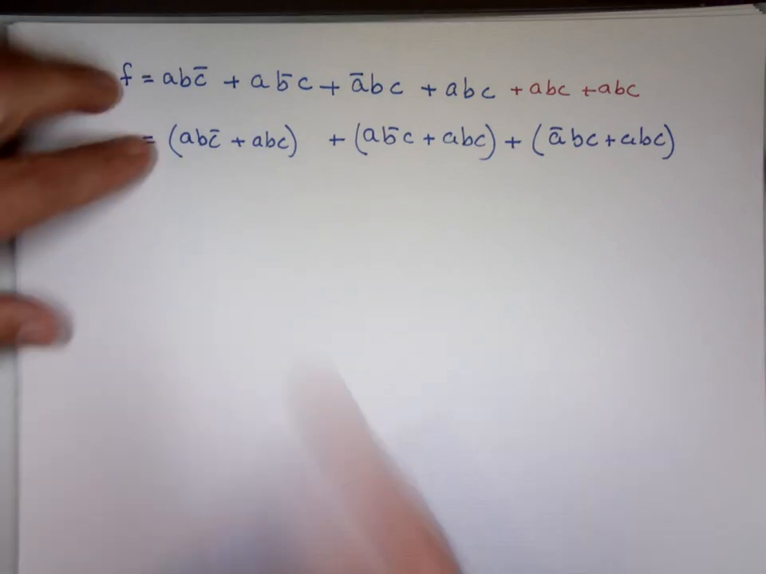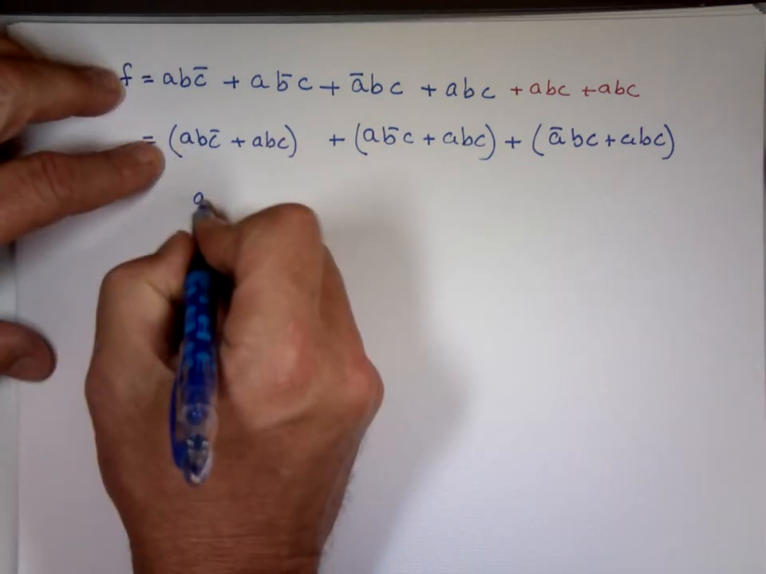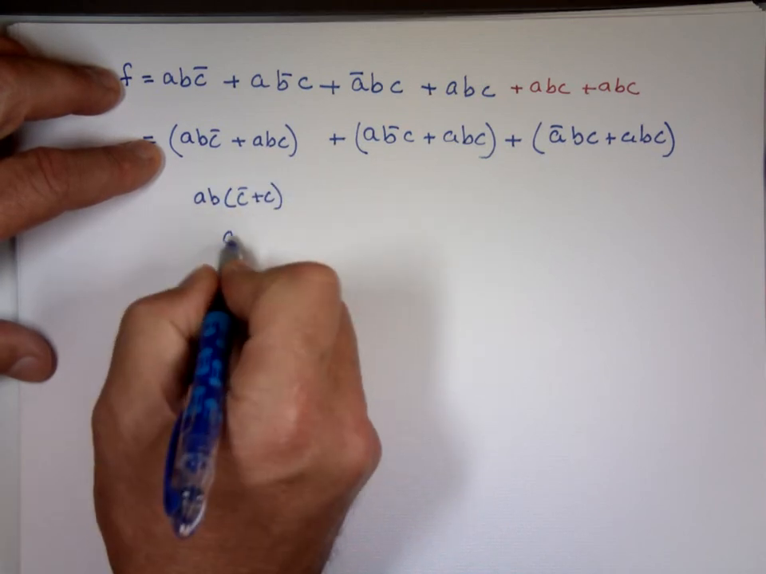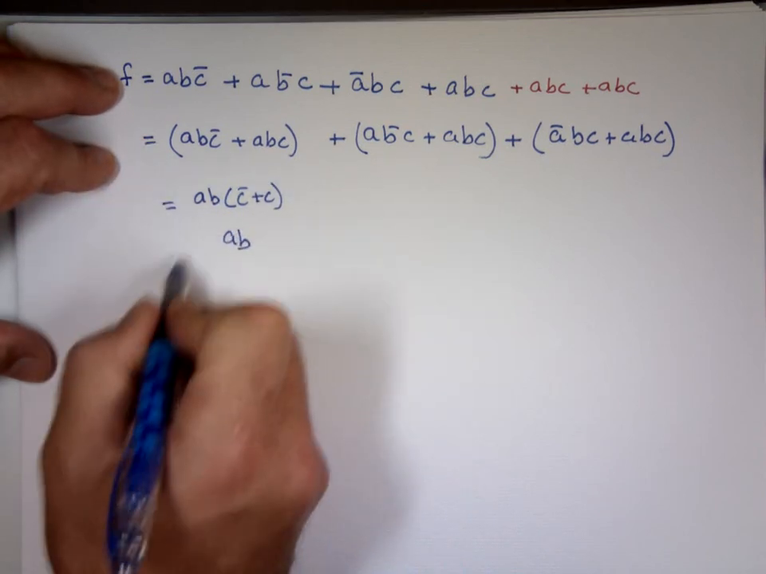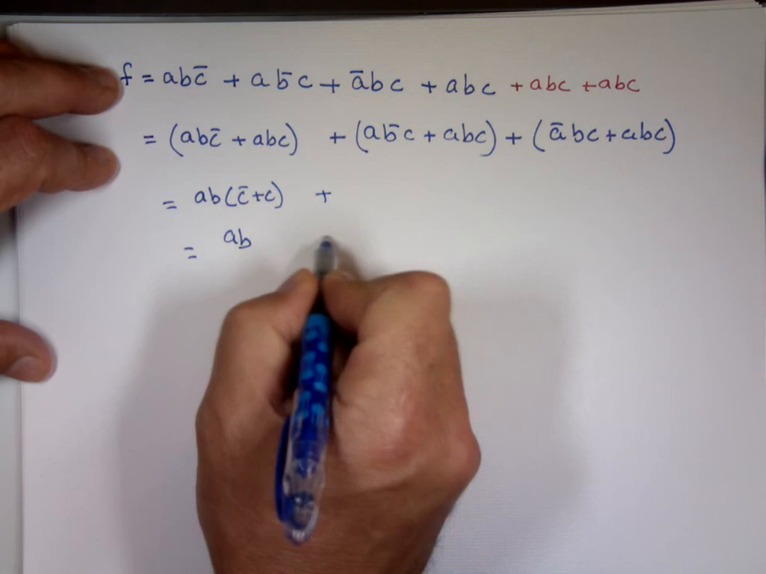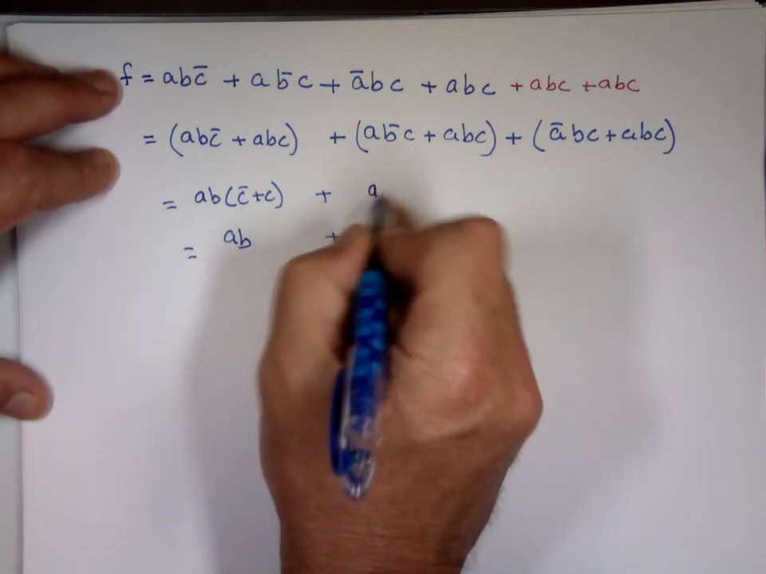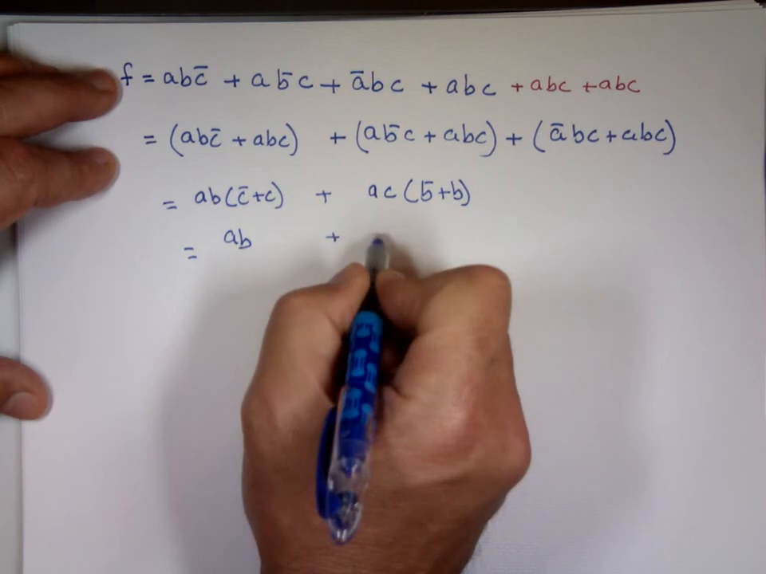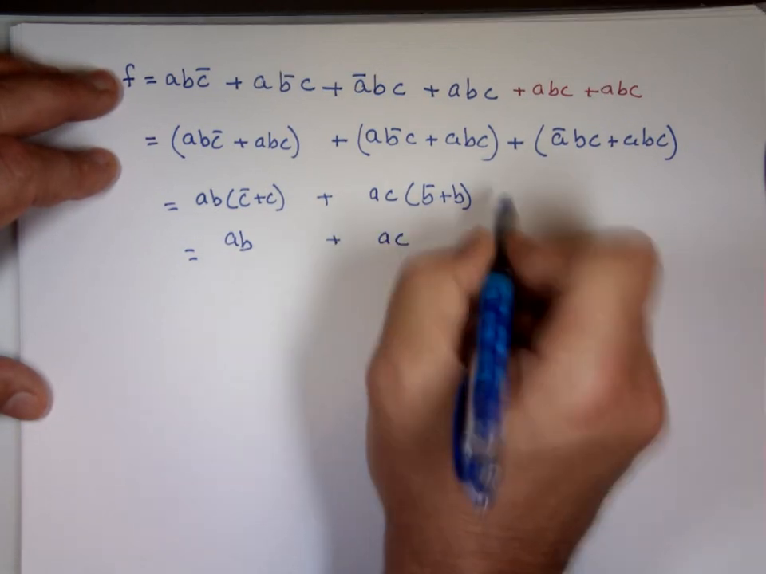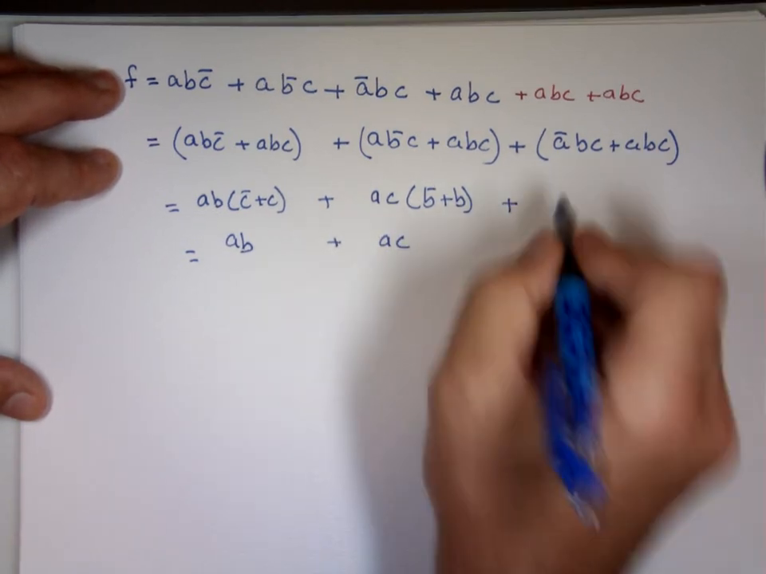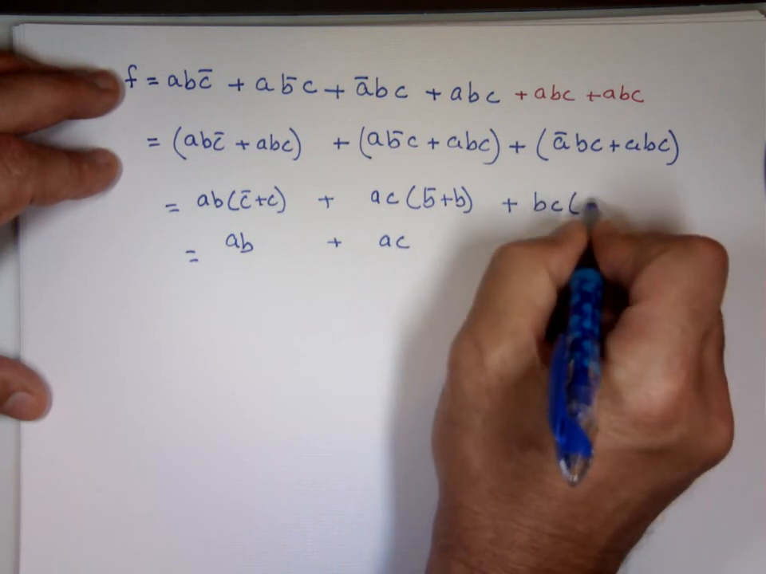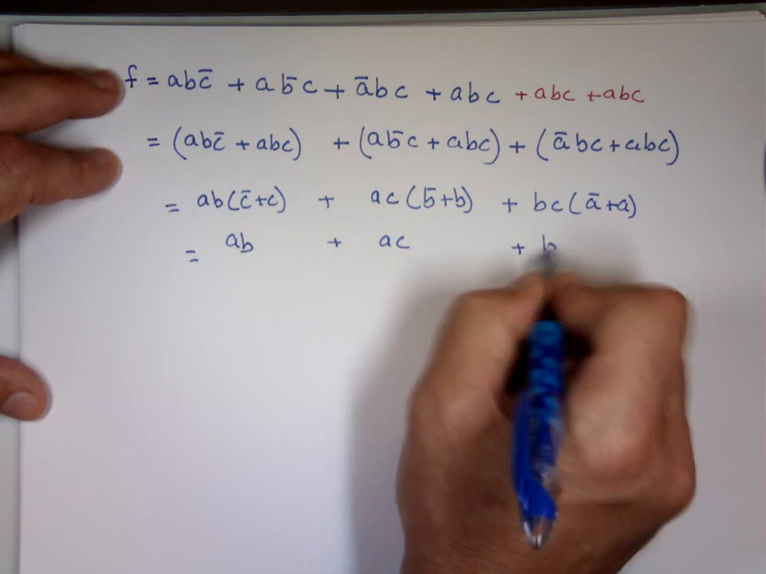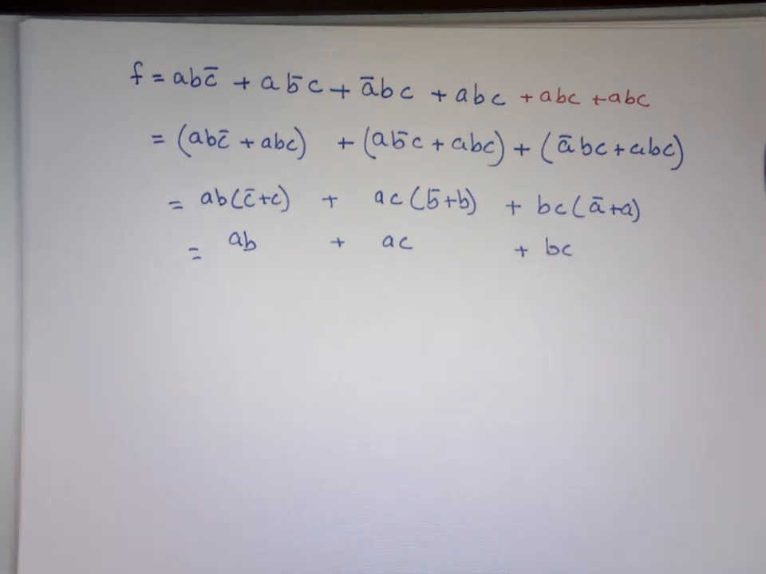Here, AB, C bar plus C, which is 1. AC, B bar plus B, which is 1. And the last one, what? BC, A bar plus A, which is 1. And that's my answer.